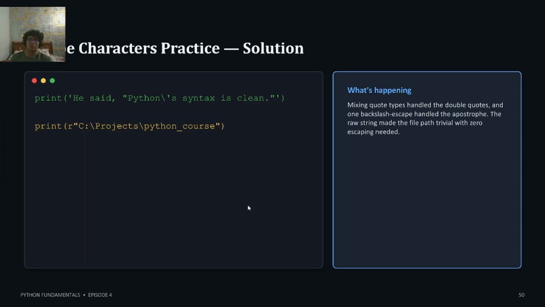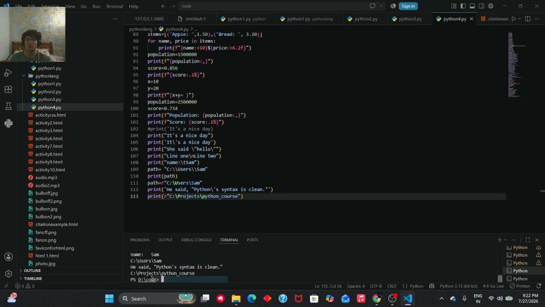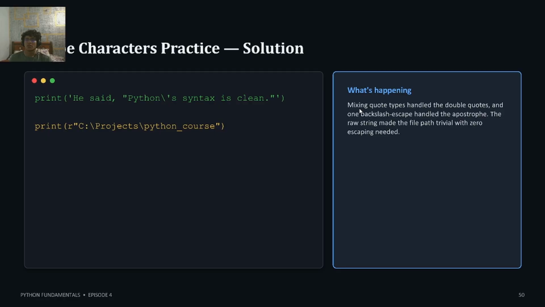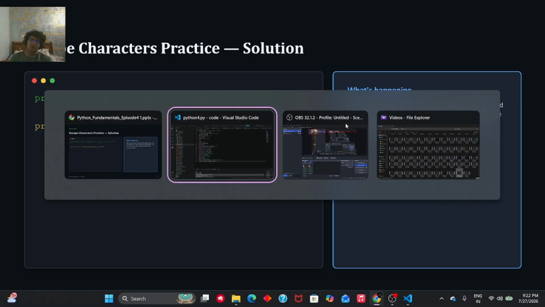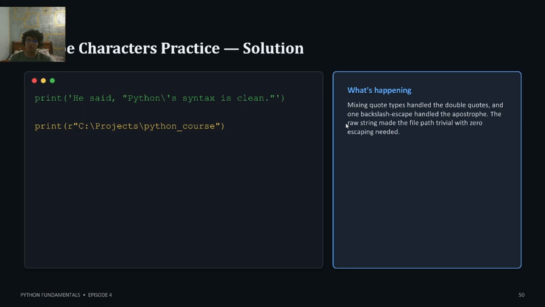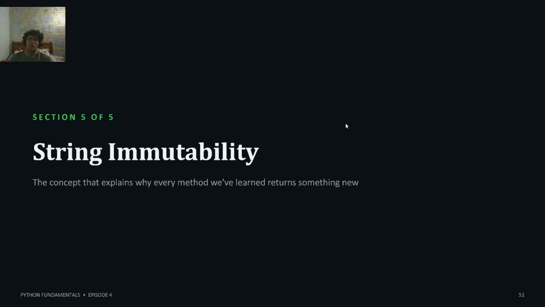Yes, let's check the answer. See, the same syntax and we got the answer from this syntax only. See, mixing quote types handled the double quotes and one backslash escaping handled the apostrophe. The raw string made the file path trivial with zero escaping needed. Okay. Moving on to the next one, the next section.